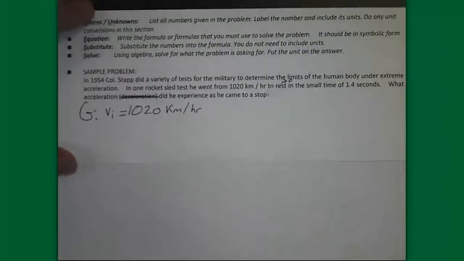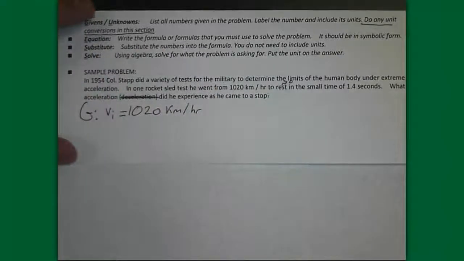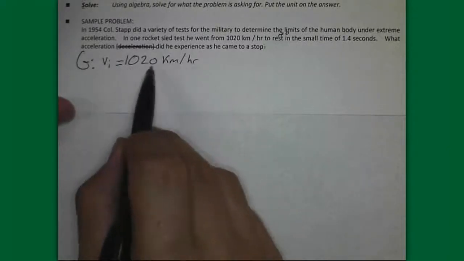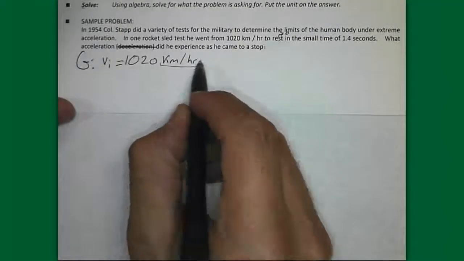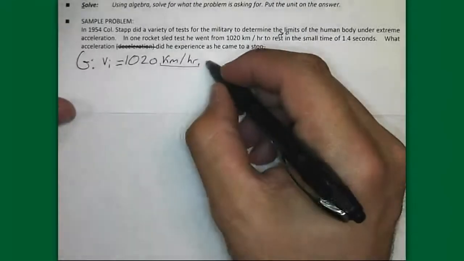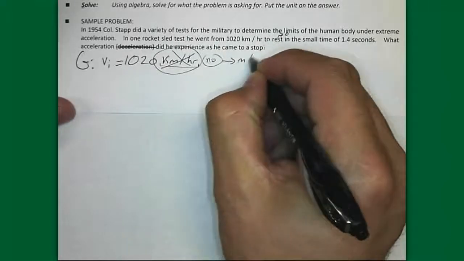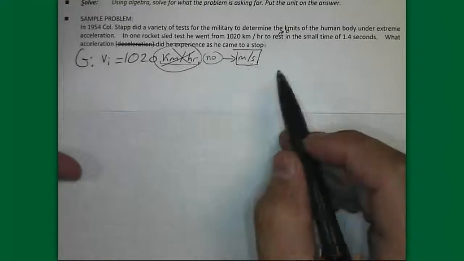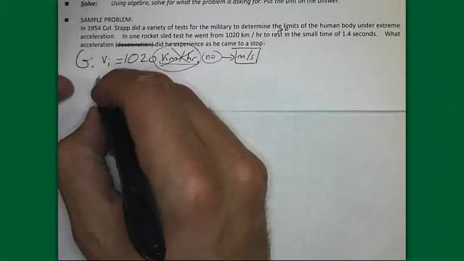And the thing we need to do when we do givens and unknowns, in the G part, we do any unit conversions for the G. So let's look at the number that we have right now, 1,020 kilometers per hour. And the question is, is it in the units that we need it to be in? And the answer is no. We don't want kilometers per hour. We need to take this to meters per second, and it's very important that you know that from here on out, all speeds in this class must be in meters per second in order to enter them into an equation. So I want to change these units. I'm going to do it right now so I don't forget about it.